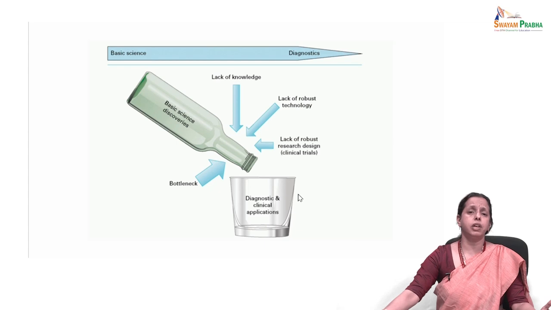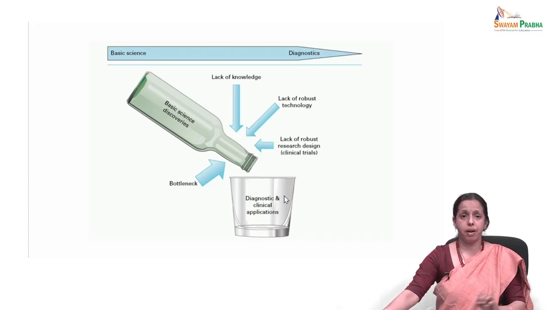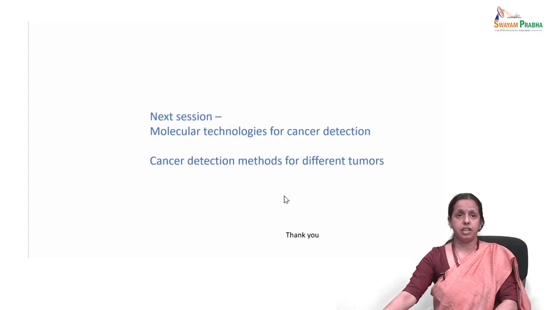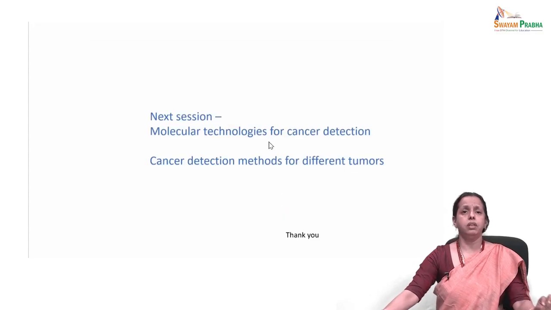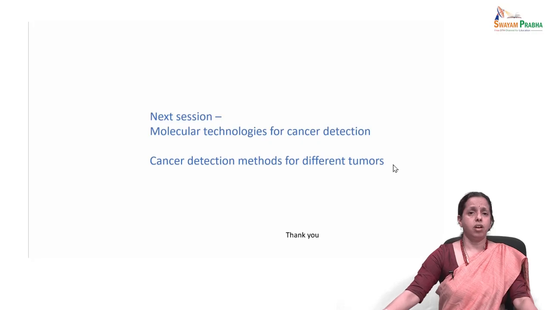How can this molecular information be exploited in different scenarios to detect many cancer types? I will be discussing it in the next session. We will talk about the molecular technologies for cancer detection and cancer detection methods for different tumors. So, thanks a lot. Thank you.